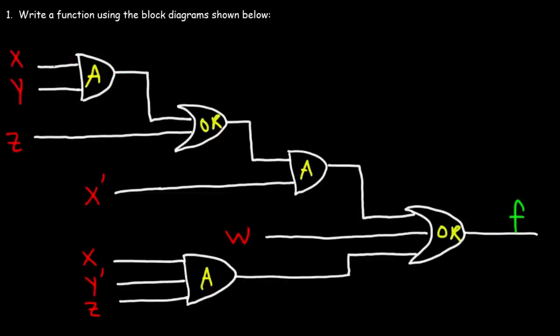We're going to take the inputs X and Y, and we're going to multiply them. Now for the OR gate, we are going to add XY with the other input Z. So this will be XY plus Z. Now for this AND gate, we are going to multiply these two together. So it's going to be X prime times (XY plus Z).